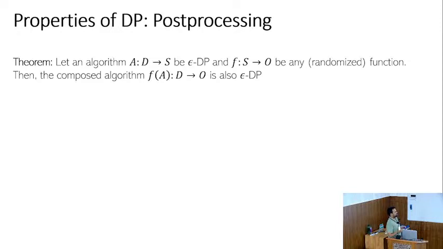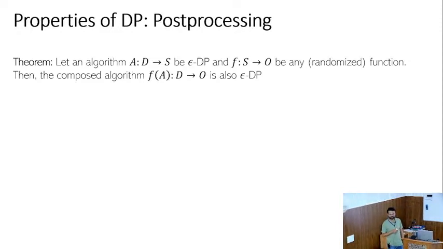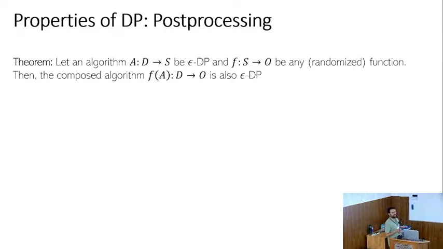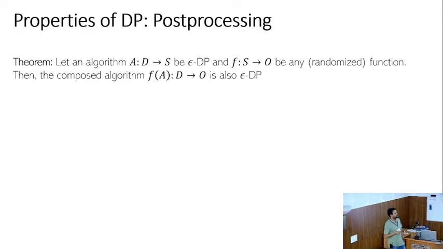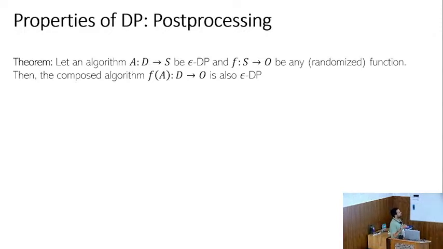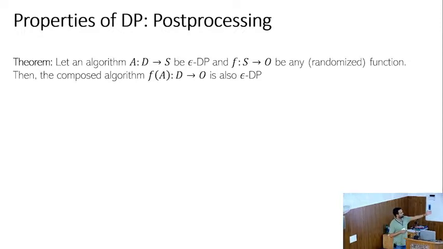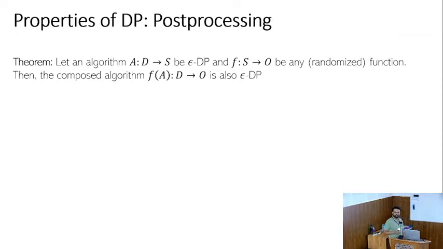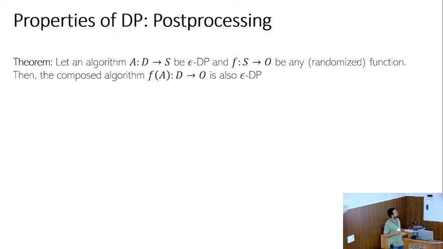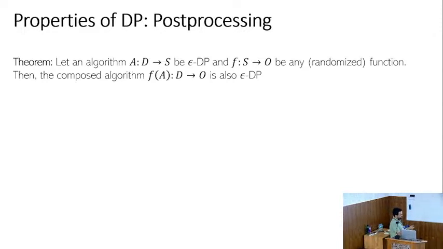Then the composed algorithm, F composed with A, has domain still D because the domain of A is D, and the range of the composed algorithm is O, because you are applying F over A. So the composed algorithm also operates on the data set that we want to protect and gives a new output O in a different domain. We can show that this is also epsilon DP. So whatever post-processing step you do to the output of a differentially private algorithm, it will maintain differential privacy by the same amount.